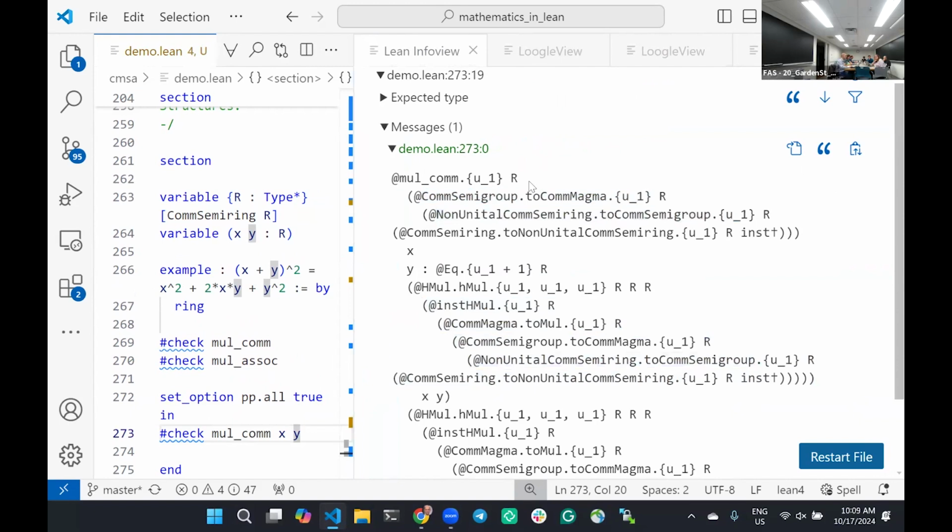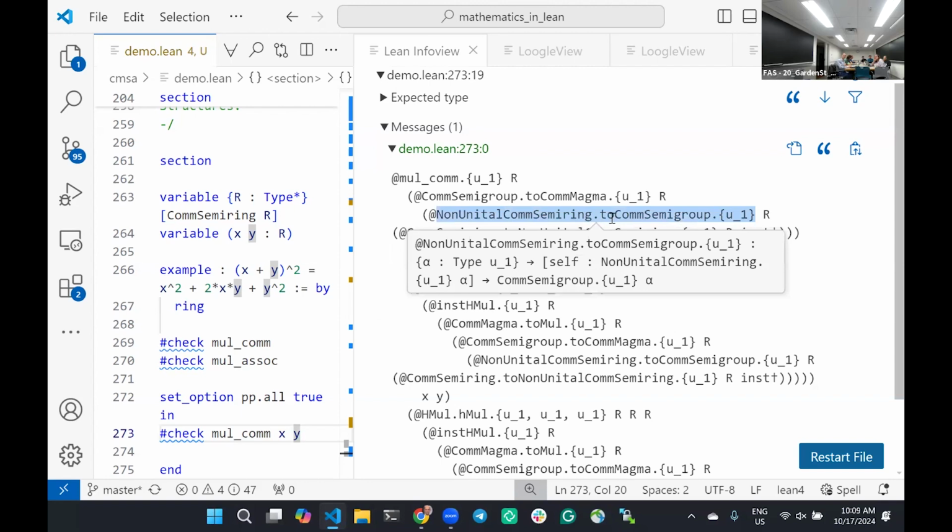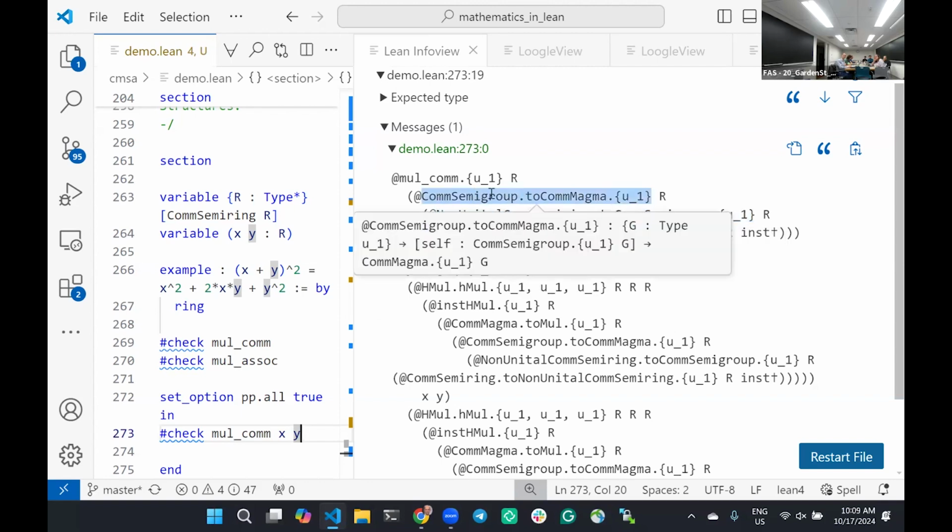If you remember, the first argument to mcom was the data type R, but the second one was supposed to be the instance of the CommMagma. So here, it knows that R is a CommSemiring, that's this inst, but it knows that every CommSemiring is a NonUnitalCommSemiring. And it knows that every NonUnitalCommSemiring is a CommSemigroup, and it knows that every CommSemigroup is a CommMagma. And so, of course, that's why you can use this. And it gets even worse than that.